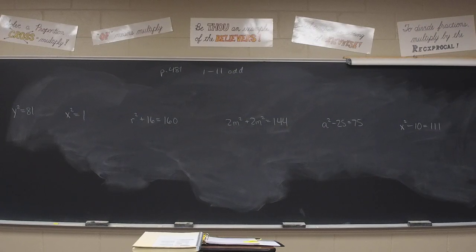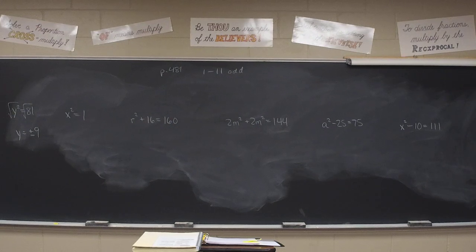The very first problem, there's just one step, class. We just have to take the square root of both sides. When I take those square roots, the square root of y squared is y, and the square root of 81 is 9. Well, that's one of them. 9, class? Positive and negative 9, right? Because negative 9 times itself would also be a positive 81. So positive and negative 9.